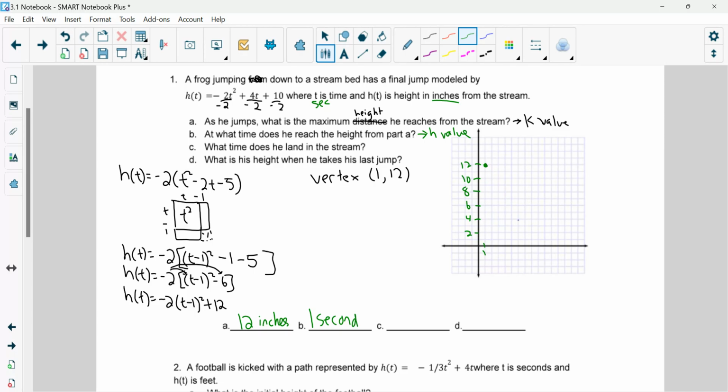All right, then it says, what time does he land in the stream? So going back to the graph, the stream is right here at the bottom. This is our stream. We'll make it blue. There's our stream. All right. That's at a height of 0. So if we want to find the height of 0, that's essentially going to be our x-intercept. So to find our x-intercept, we're plugging 0 in for the whole h of t, that whole left side.